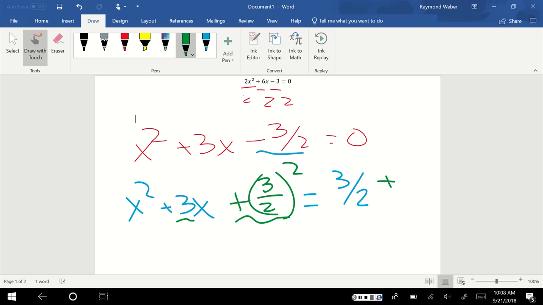So in this case, this is 9/4. All I did was do the square. Okay, so I'm adding the same thing to both sides. That's allowable. Now my next step is I'm going to turn this into x plus 3 halves.